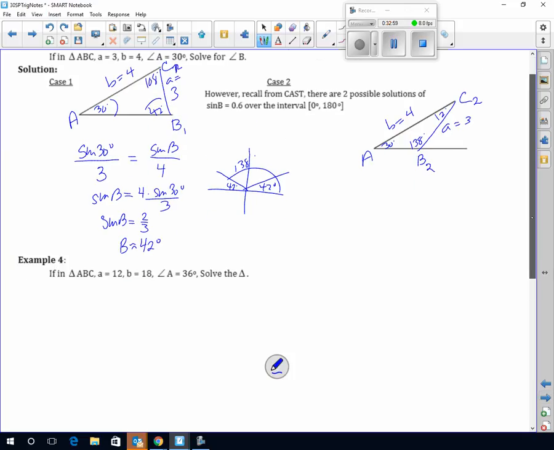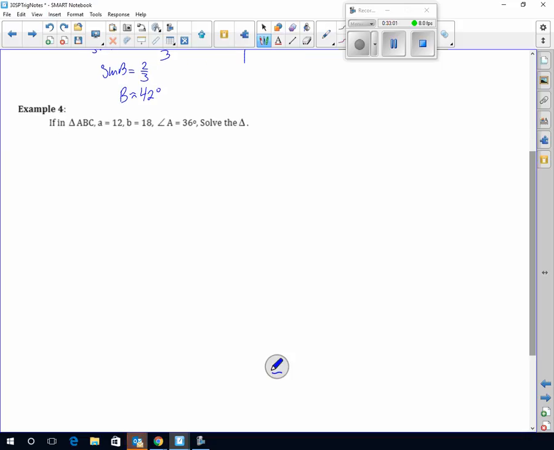Uh-oh, what's going on there? Okay. Example 4. I don't tell you what's going on here. Do you guys want to try this and see if you can figure out if there's 0, 1, or 2? So I'm going to draw what it potentially could be. It says solve the entire triangle. That means all three sides, all three angles must be known.